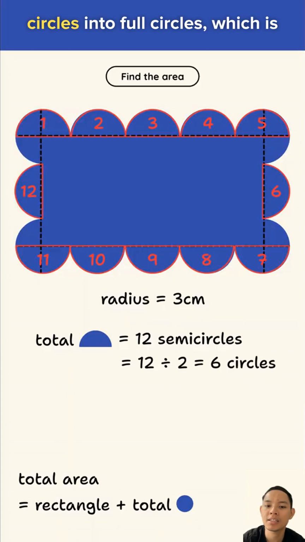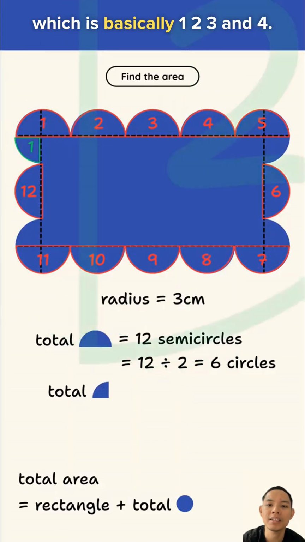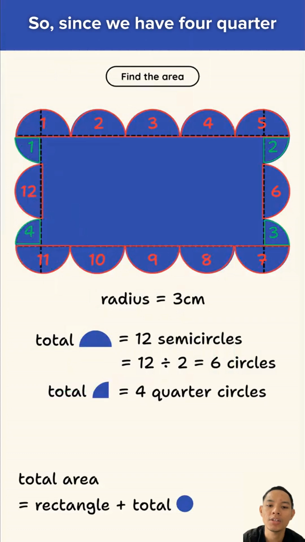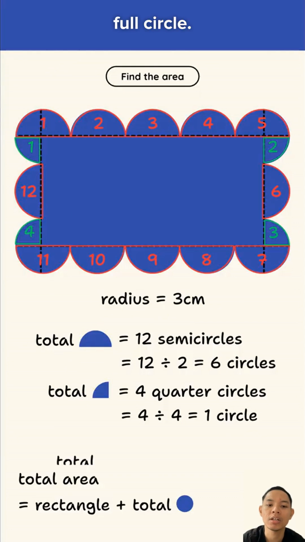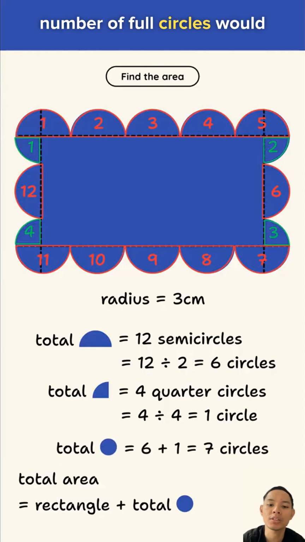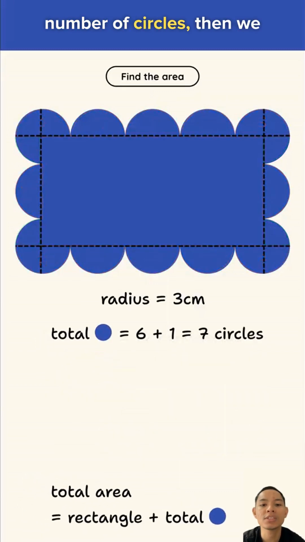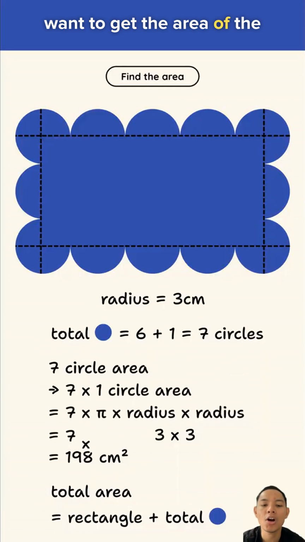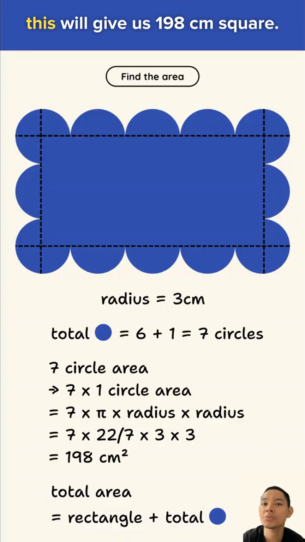We can convert these semicircles into full circles, which is basically 12 divided by 2, which is 6 full circles. Then we want to get the quarter circles that are left, which is basically 1, 2, 3, and 4. Since we have 4 quarter circles, that will become one full circle. So the total number of full circles will be equal to 7 circles. Since we know the total number of circles, we want to get the area of the 7 circles, which is basically 7 times 1 circle area, and this will give us 198 centimeters square.